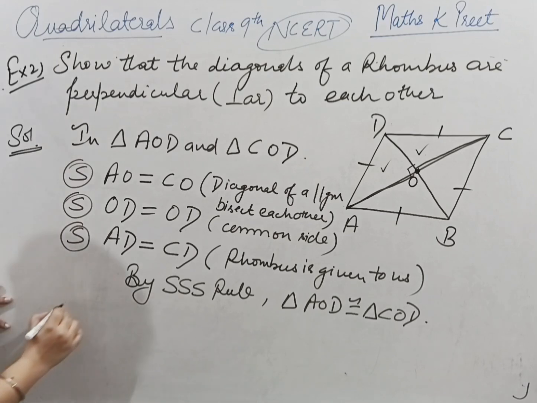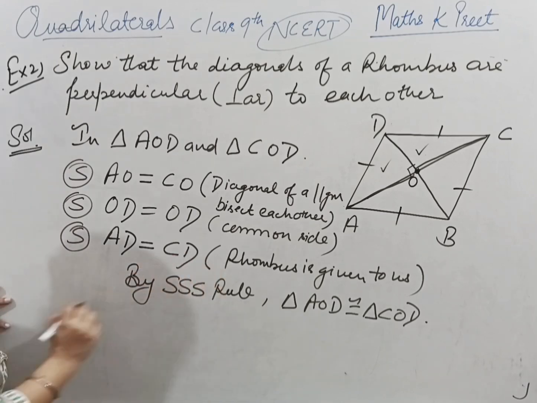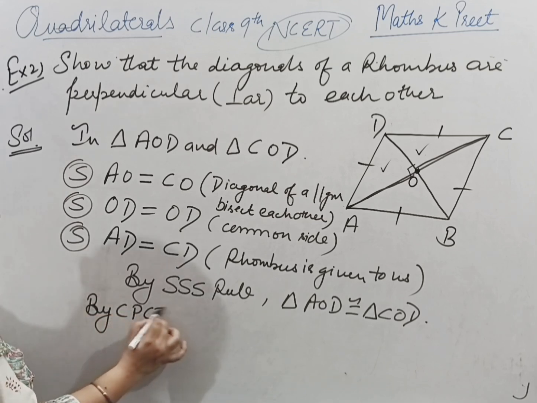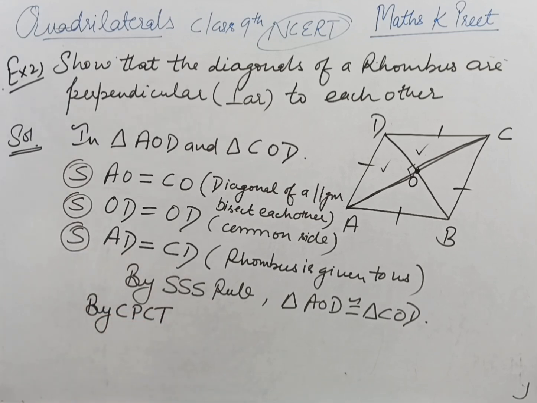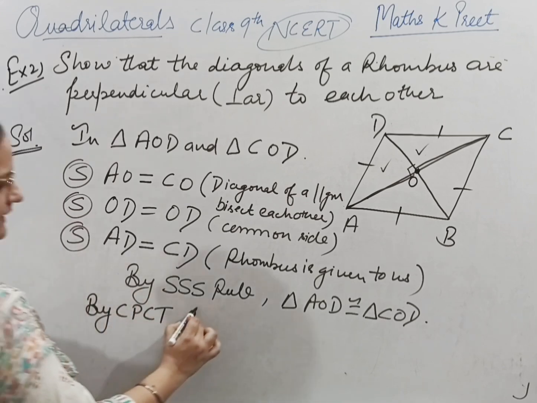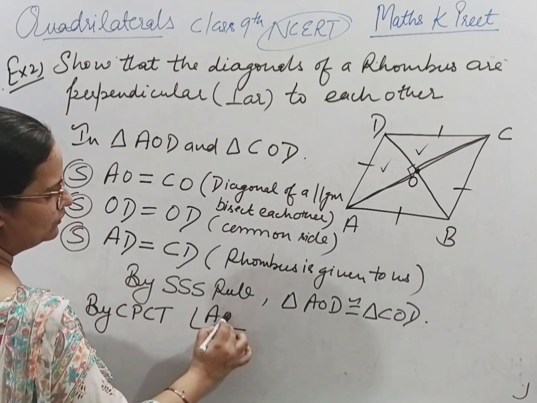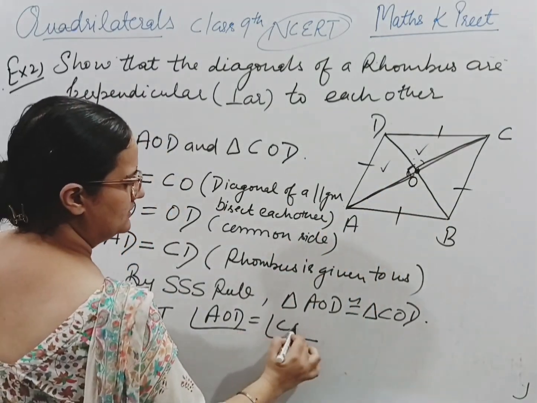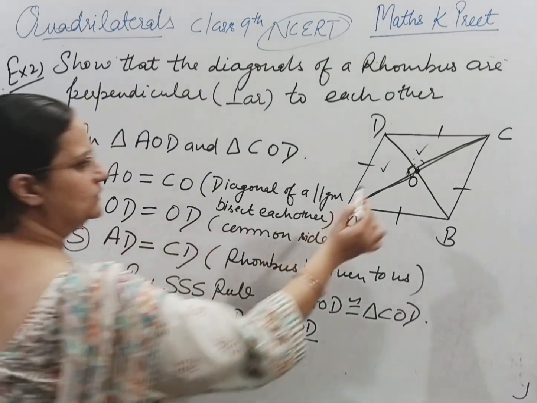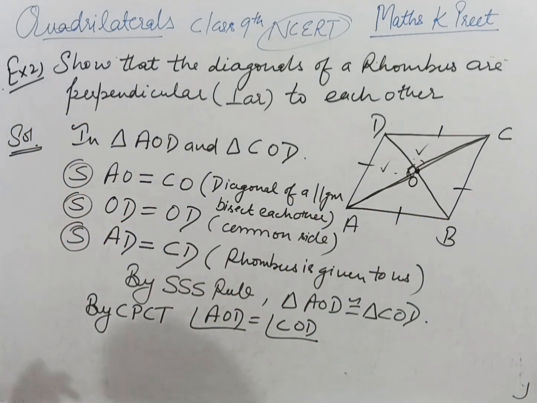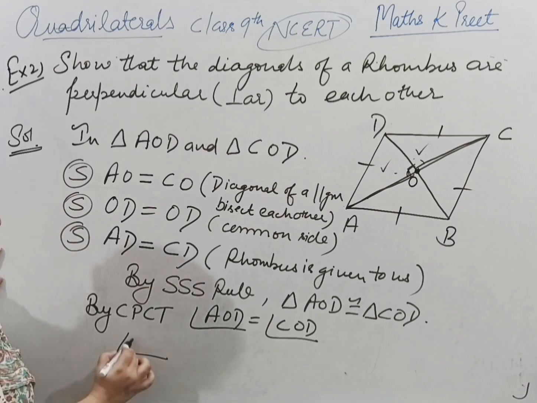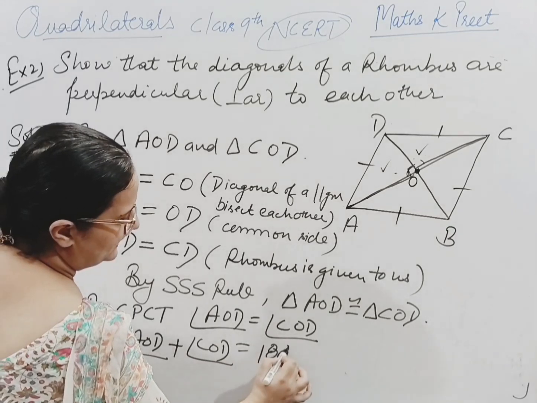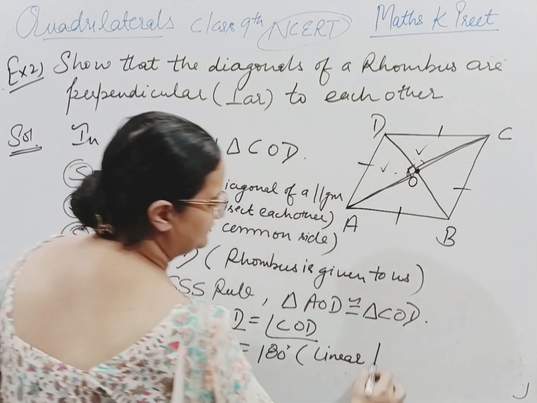So I can write, by SSS criteria, we have shown that these two triangles are congruent. Then by CPCT, why have I used this criteria to show congruence? Because I have to make use of this. By CPCT, I can write angle AOD is equal to angle COD. Now these are making a linear pair of angles. We can write angle AOD plus angle COD is equal to 180, linear pair of angles.